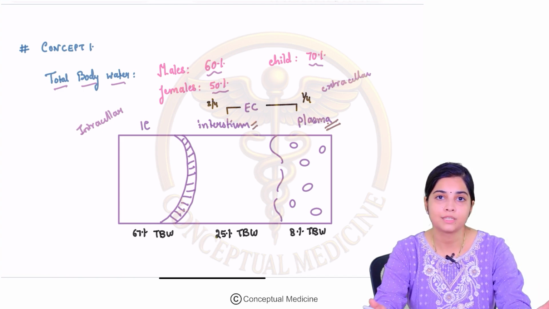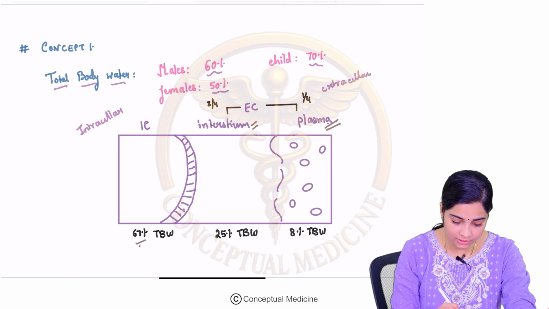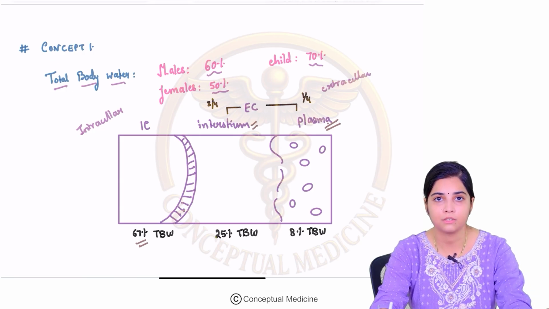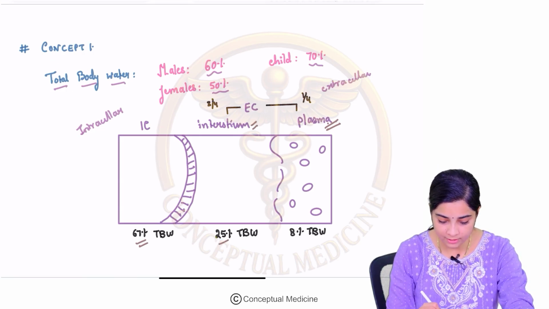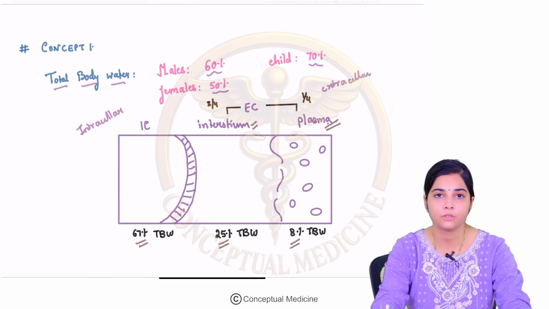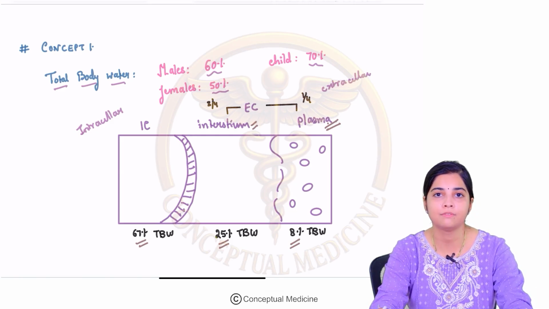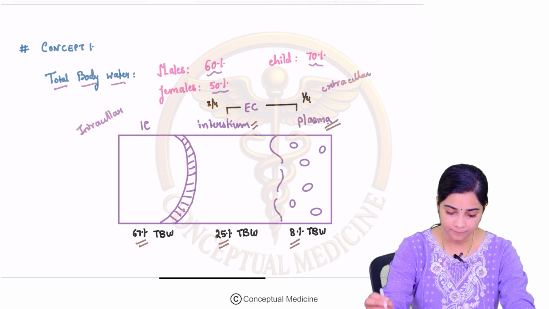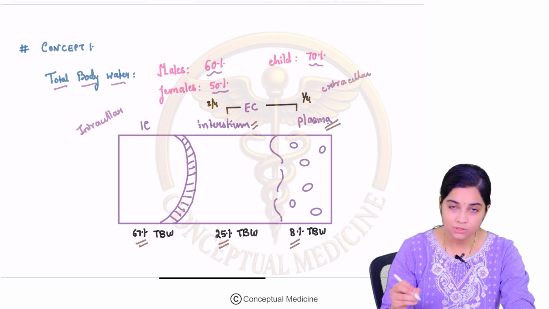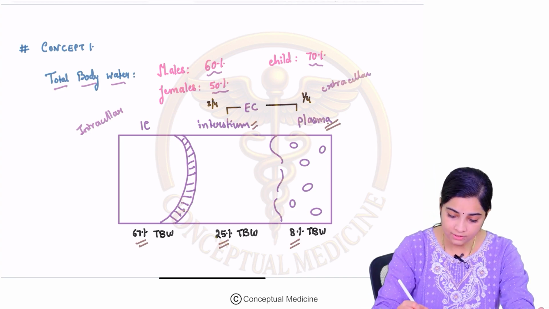When you look at the percentage of distribution of the total body water, 67% of the total body water is in your intracellular, whereas 25% is in your interstitium and 8% of the total body water is in your plasma. So the maximum amount of total body water is contained within your intracellular fluid. The plasma is nothing but the fluid which is contained within the vasculature.